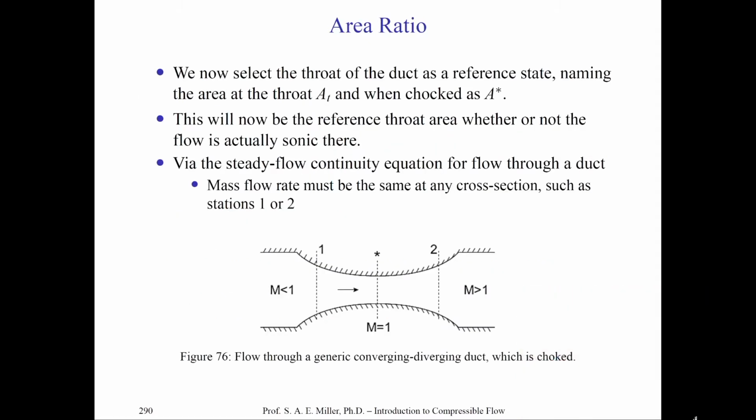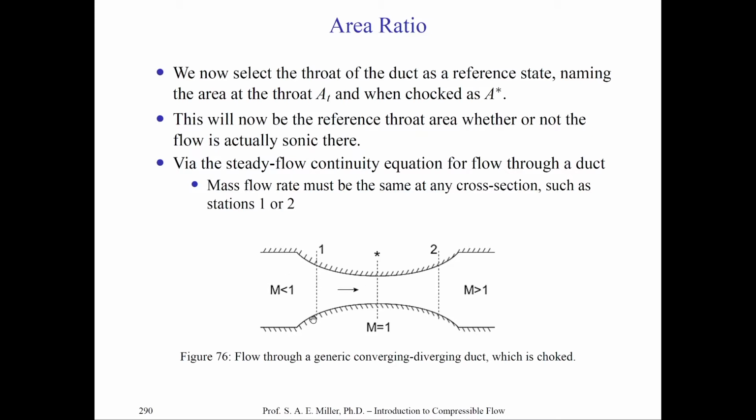Let's now look at the area ratio and return to it using our newly developed tools of Mach number, mass flow rate, the critical conditions, and total conditions. This will help us understand a little bit more and make predictions of thermodynamic and fluid dynamic field variables throughout these types of flows, which are very important in aerospace engineering. We'll select a particular throat with a duct as a reference state. We'll name the area of the throat A sub T, and when it's choked, it'll be A sub star.